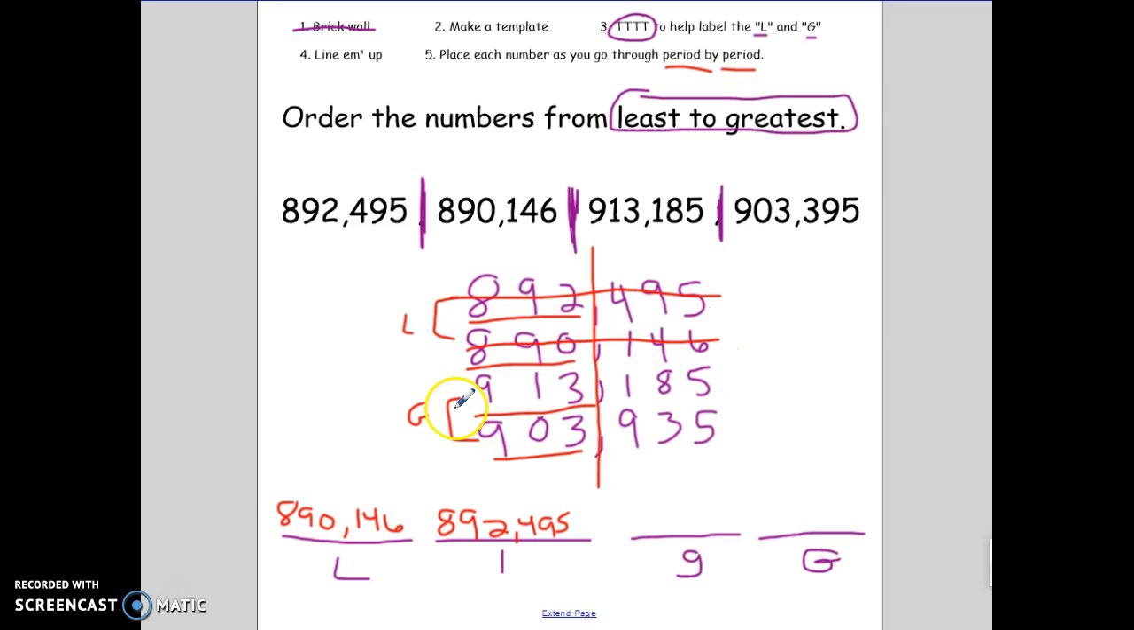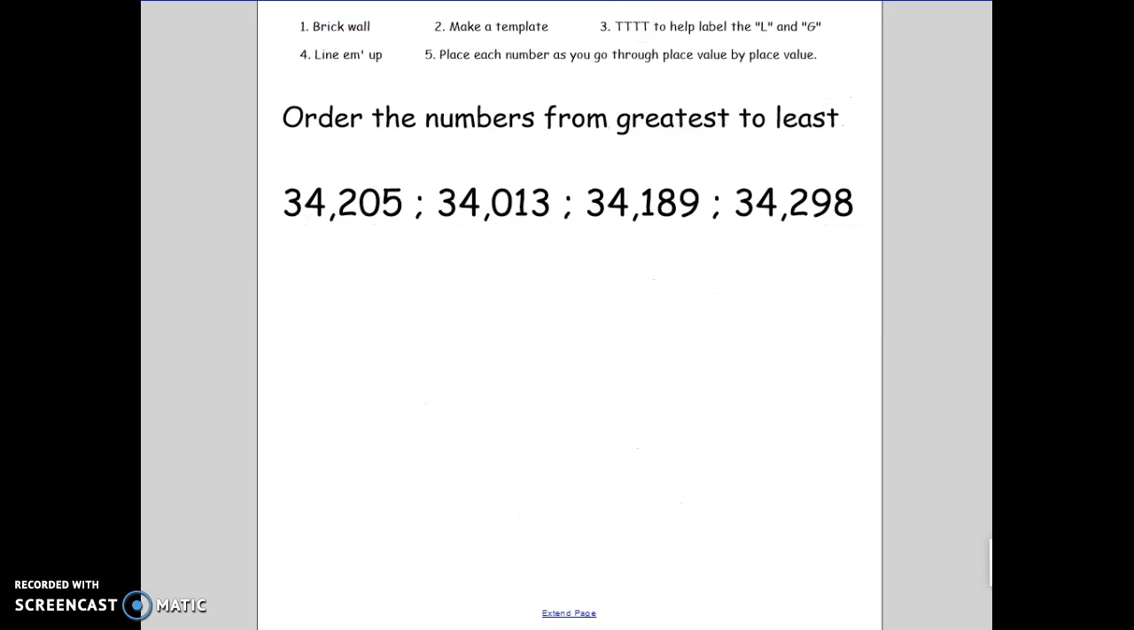Now I know these 2 are going to be the greatest 2. The super duper grand champion, that's going to be the one with the greatest thousands periods. That would be 913,185, and cross that out. I use that. And I have no other choice but to put this number here, 903,935. And then I'm just going to take a second to look and make sure my answer makes sense. 890,000 is the least, then 892,000, 903,000, and 913,000. Looking good. All right, let's go ahead and try this one.